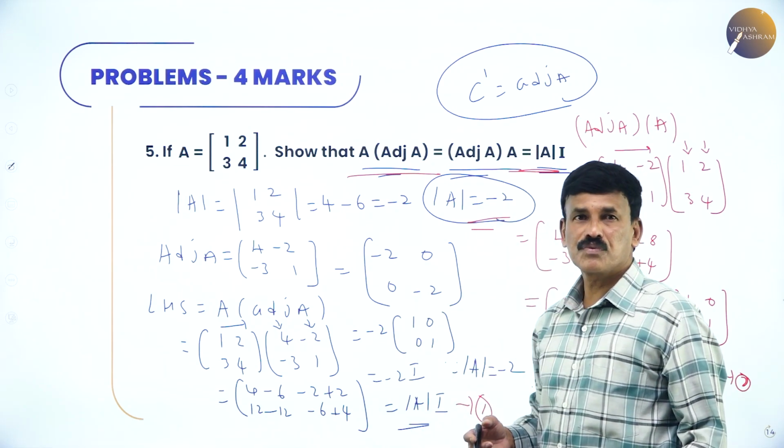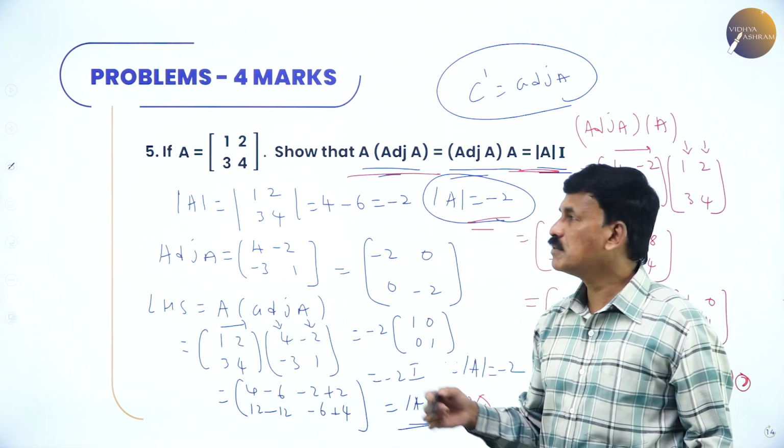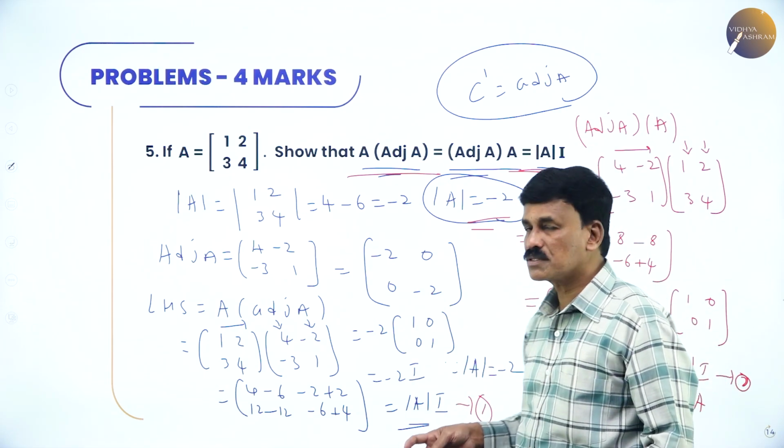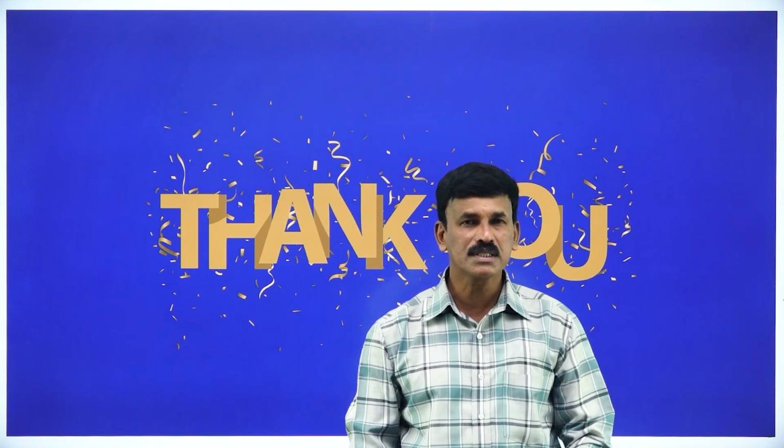These are a few problems for 3 marks and 4 marks based on the properties of determinants and the adjoint of the matrix. So these are a few concepts regarding the properties of determinants, the examples, and the adjoint.